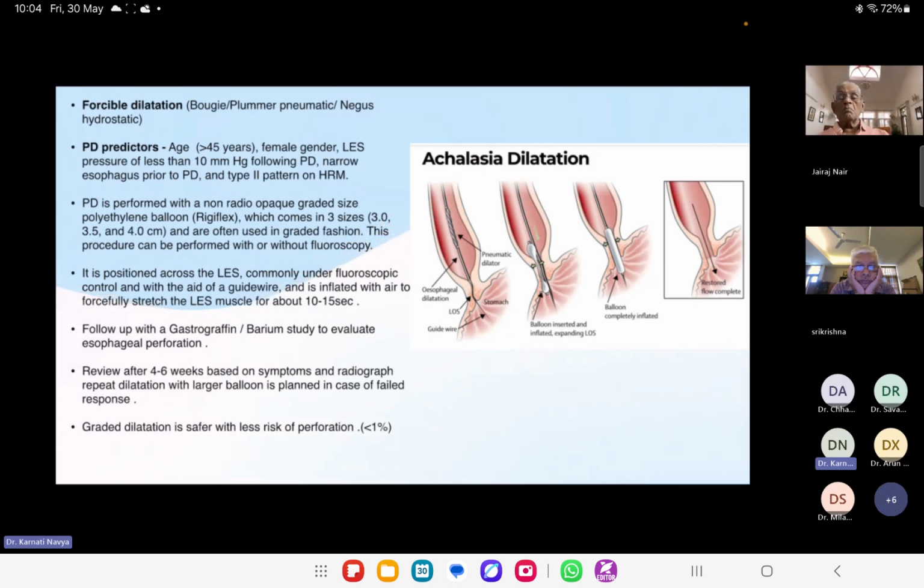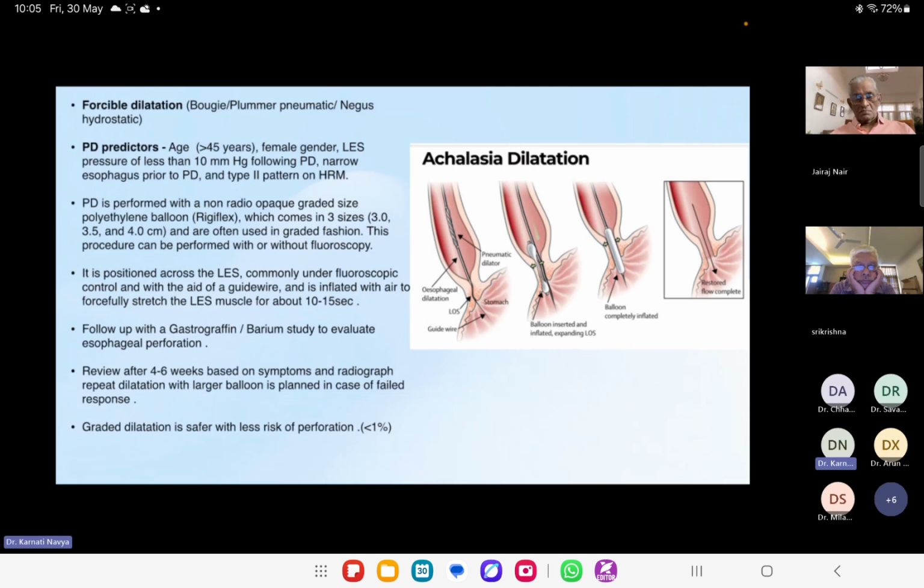The second option is pneumatic dilatation with either a Browne-McHardy, Rigiflex pneumatic, or a Witzel hydrostatic dilator. The predictors of success are age more than 40-45 years, female gender, lower esophageal sphincter pressure less than 10 mm of Hg following pneumatic dilatation, a narrow esophagus prior to pneumatic dilatation, and type 2 pattern on HRM. If the PD is performed, it usually uses non-radio opaque graded sizes, which come in 3 sizes, 3, 3.5, and 4 centimeters, and is usually used in a graded fashion starting with the 3 centimeter bougie. This can be performed either with or without fluoroscopy.